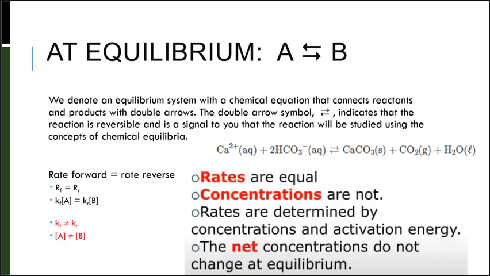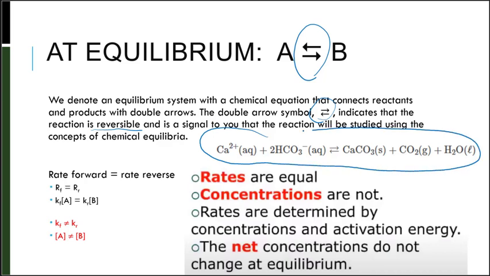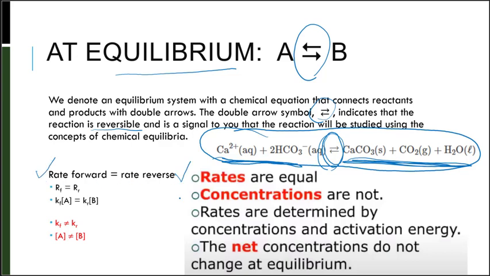When we are writing a chemical equation that is at equilibrium, we use a double arrow symbol, which indicates that the reaction is reversible and is a signal to you that the reaction will be studied using the concepts of chemical equilibrium. So if I think about that past example where I wrote 2 equations where these were the reactants in one and these were the reactants in the other, we can simply show with a double arrow. When I write a reaction that's at equilibrium with the double arrow, I'm saying that the forward rate is equal to the reverse rate. I can simplify that, and this is saying the same thing. The forward rate is equal to the reverse rate.